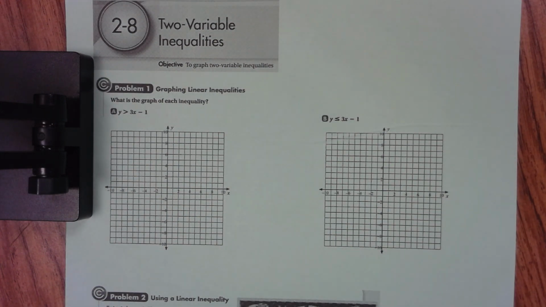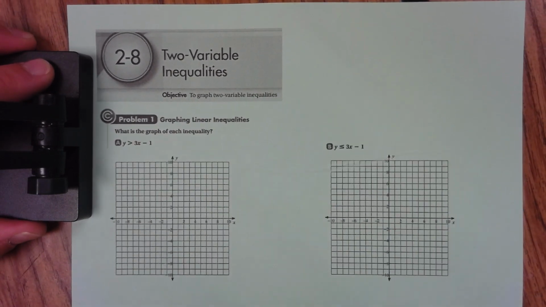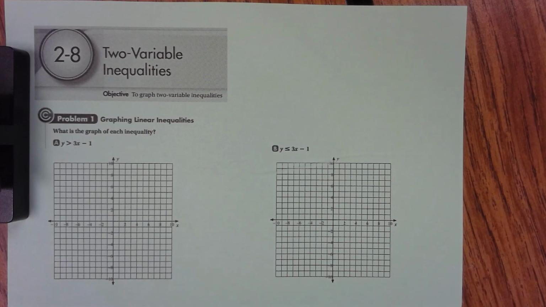Our last section has us graphing two-variable inequalities, and basically that's just us graphing lines and then shading one side of the line. I'm going to really focus on what this represents and why we include the shading, but just a couple of quick things about graphing lines of inequalities.